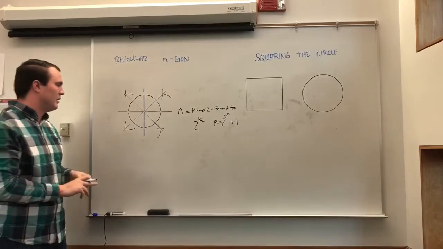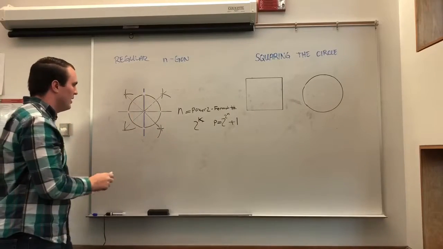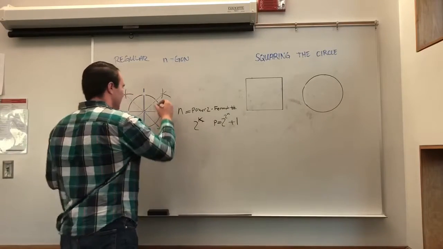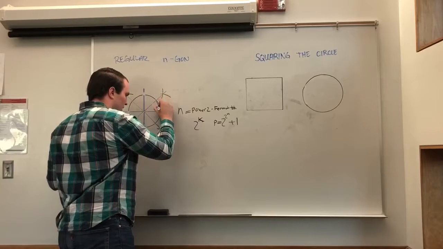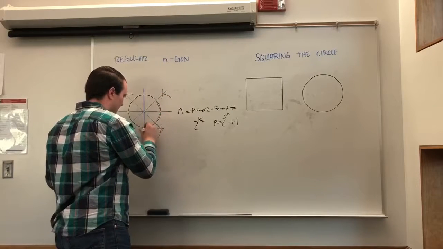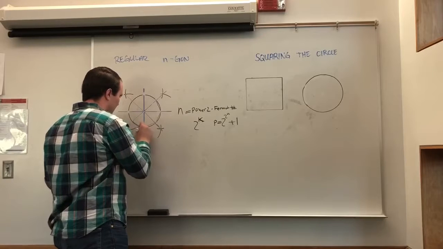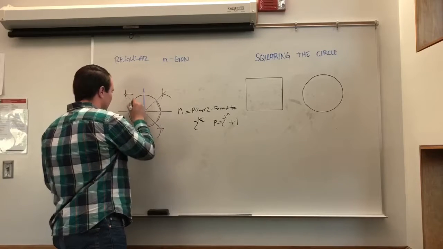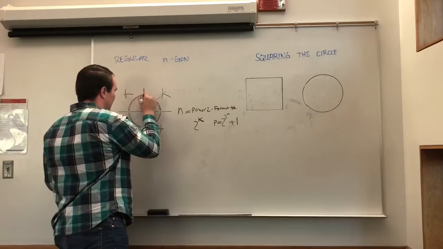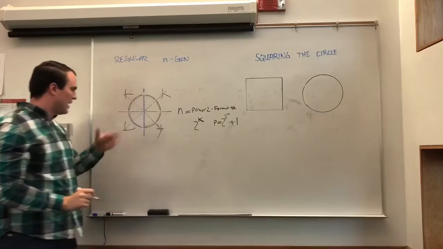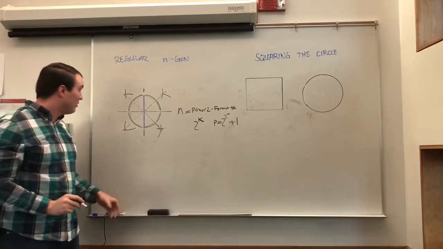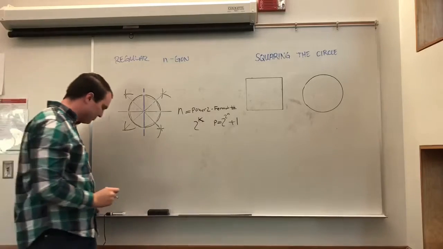Equally distanced points on the circle. And all we would have to do is connect the dots. And we have an octagon, a regular octagon with 8 sides.